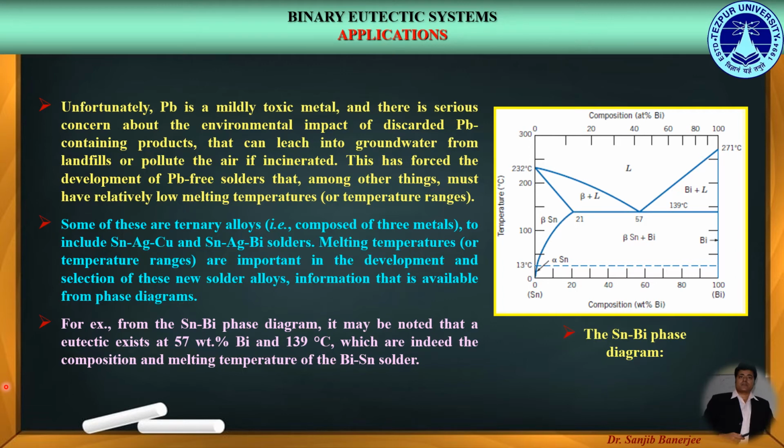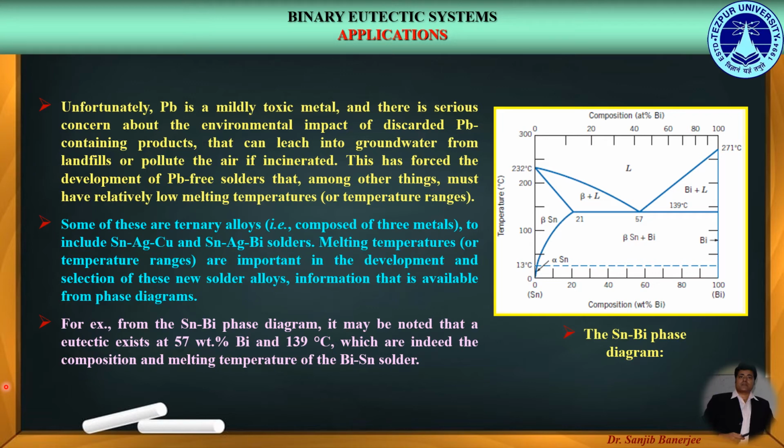Some of these are actually ternary alloys, that is composed of three metals, for example tin, silver, copper and tin, silver, bismuth solders. Melting temperatures or temperature ranges are important in the development and selection of these new solder alloys. Such information is available from their respective phase diagrams.